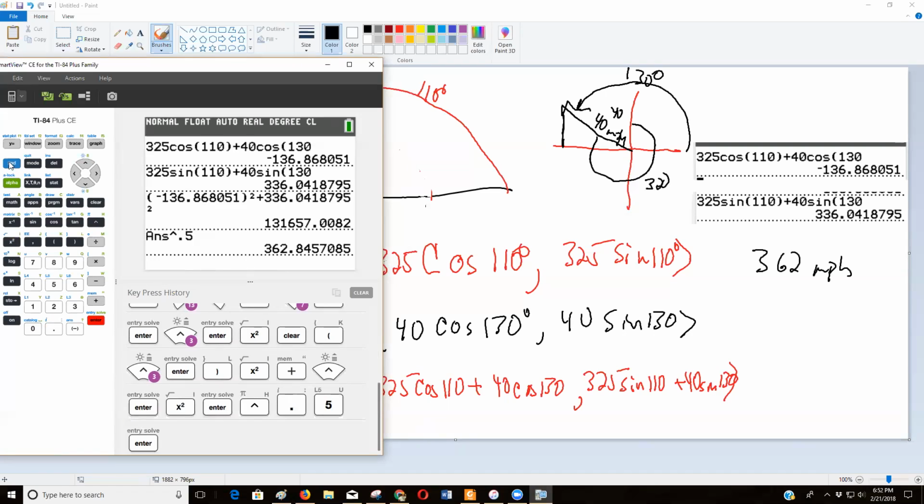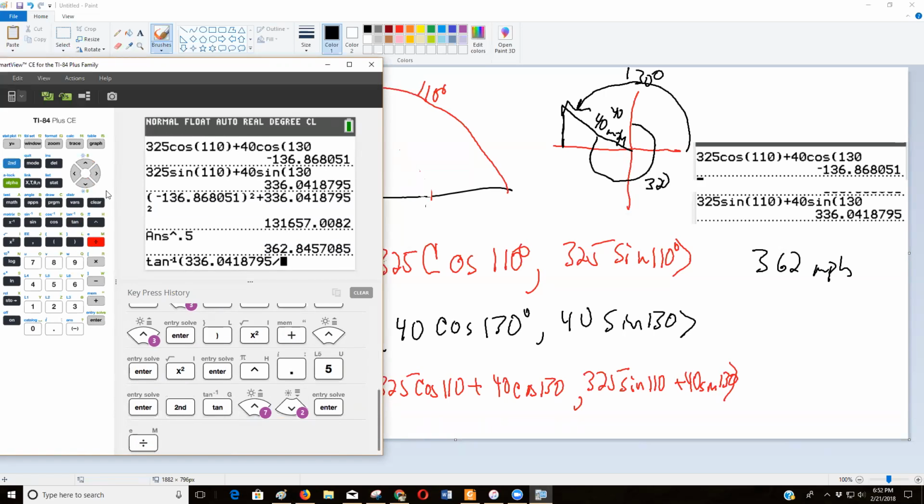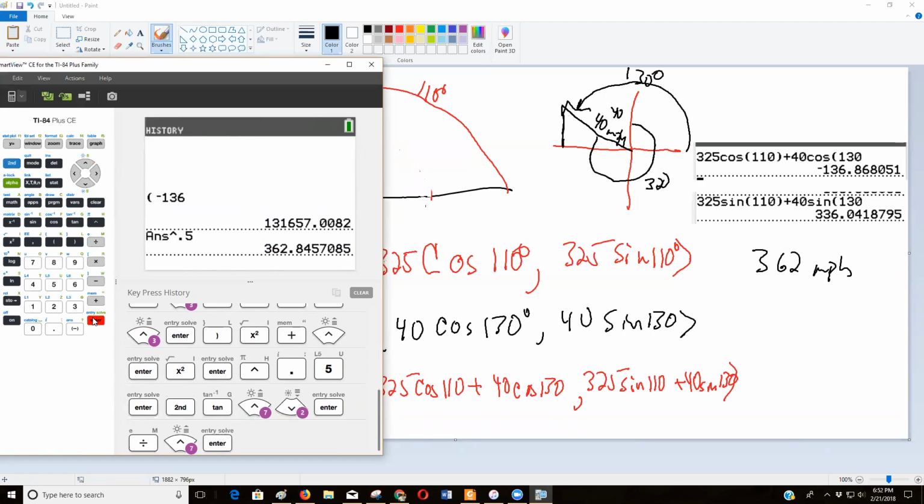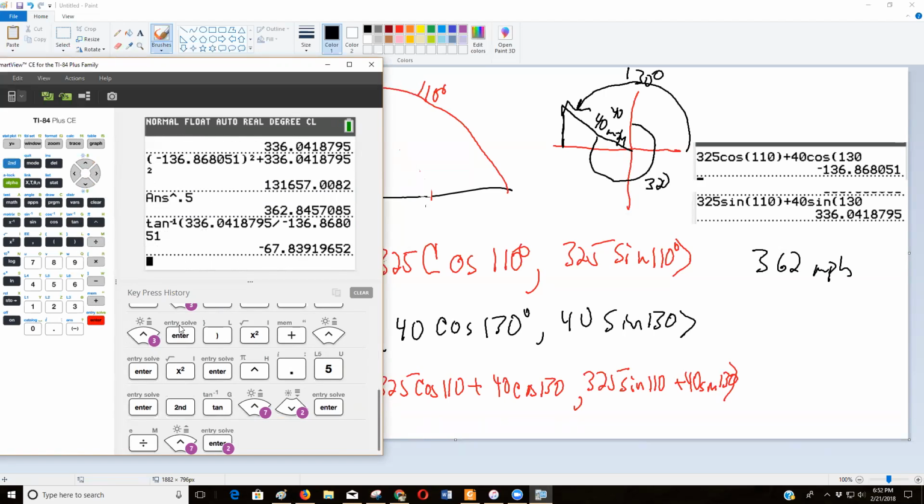And I'm going to do second tan of this number. Let's see, where is it? Let's see, that is the horizontal. Nope, I want to do the vertical first because it's y over x, right? So it's that number divided by this negative number. And it's giving me a negative angle.